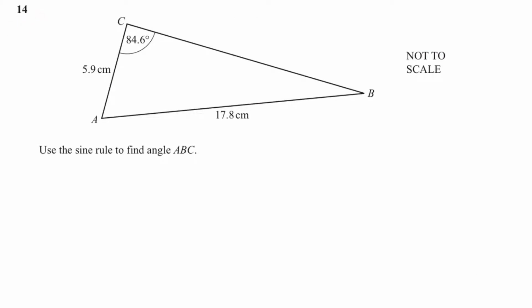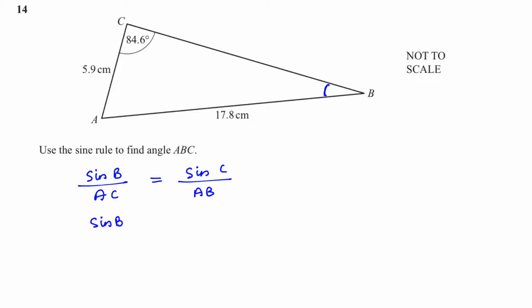Question number 14. We have been given a triangle with 2 sides and 1 angle. Use the sine rule to find angle ABC. So this is the angle we want to find. In the sine rule, when we are using, we will write the angle which we want to find under the side that we have. So sine B over side AC. And then we will take the other angle that has been given to us and the side that we have. So this will be sine C over AB.